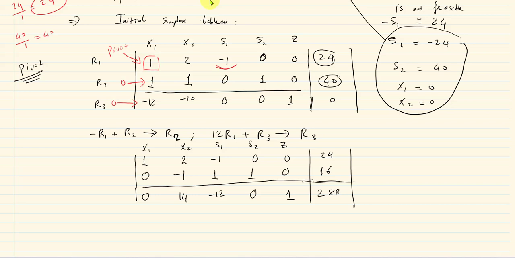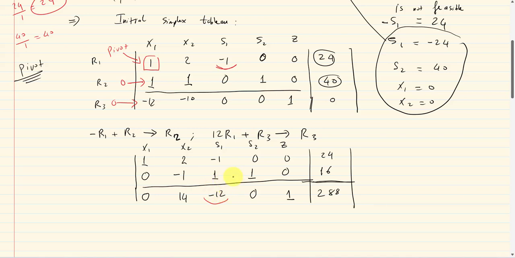But the problem is not yet finished because there is a negative indicator. S2 now is positive. Z is positive. X1 is positive. But we still have the negative indicator from the last row. We want to make sure the last row has no negative value as well. Because if this one has a negative value, then we continue with the usual way. We decide what is the next pivot.